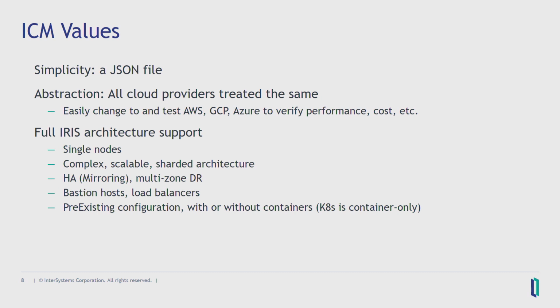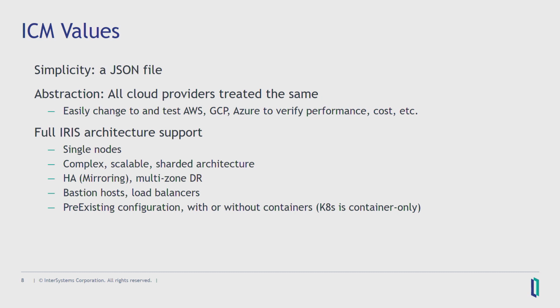It provides this abstraction that would let you easily change from AWS to GCP, simply swapping out some of the default settings in your file and running it on the various clouds, and that lets you verify performance across all the different public clouds very easily. And again, that's what our internal QD department uses every single night. And it provides full IRIS architecture support.